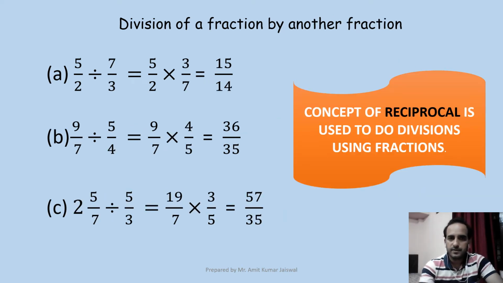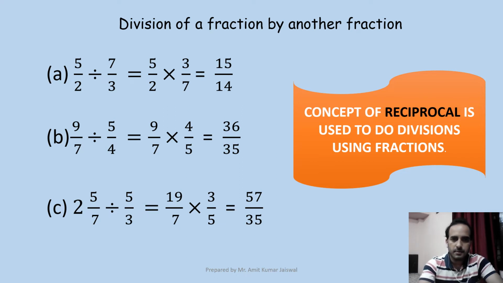Here the concept is division of a fraction by another fraction. In the A part you can see 5 upon 2 is getting divided by 7 upon 3, and the dividend 5 upon 2 we keep the same, and we find the reciprocal of the divisor 7 upon 3, and we convert the sign of division into the sign of multiplication. So 5 upon 2 into 3 upon 7, and then we multiply numerator with numerator and denominator with denominator. So here we have 5 3 times 15 and 2 7 times 14, and it is in its lowest form, so we can't reduce it further, and that is the answer of the division of 5 upon 2 by 7 upon 3.